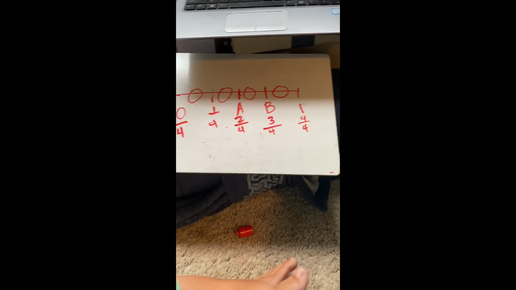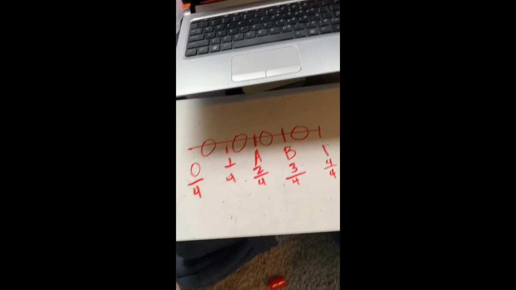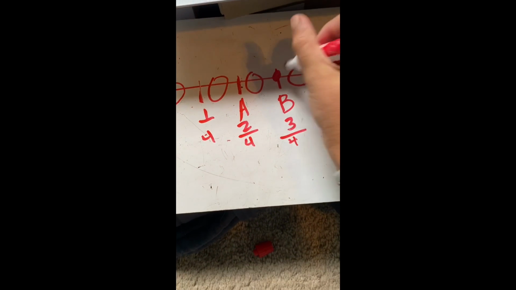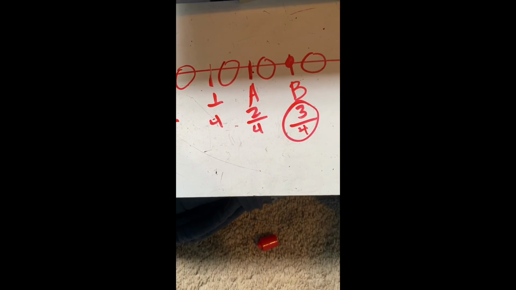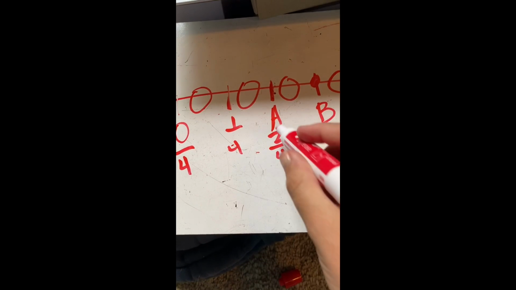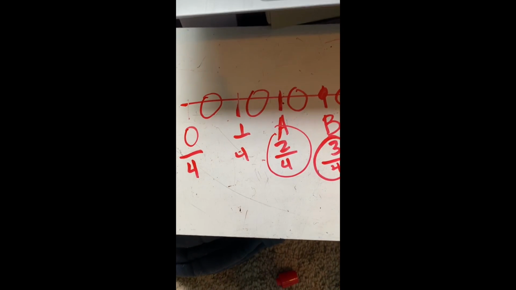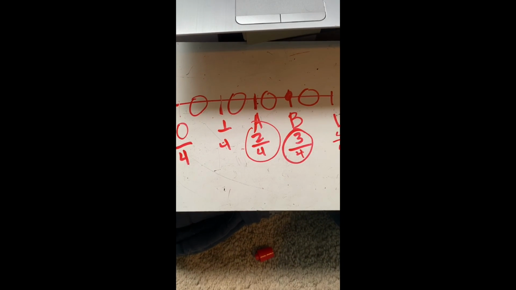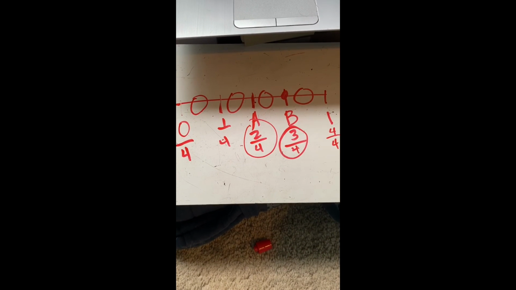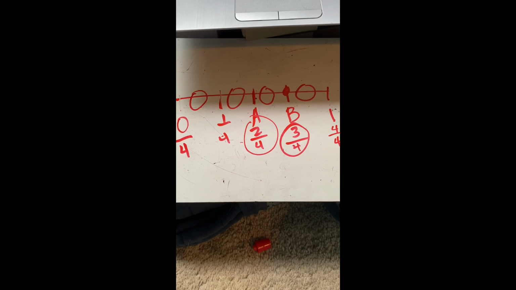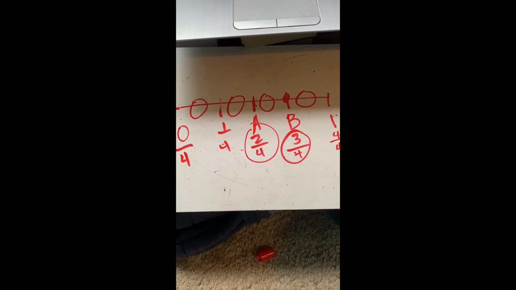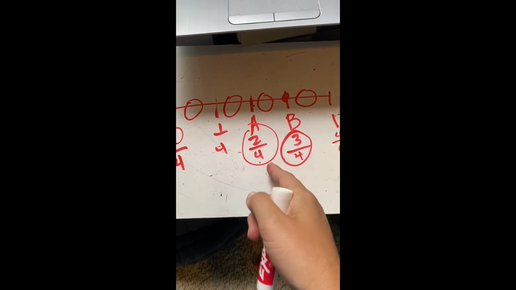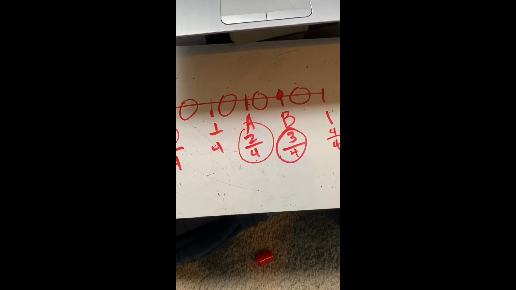All right, so where is B located? B is located at 3 fourths. Easy. Point A is located at what? 2 fourths. Also easy. Those two questions were super quick, super easy, as long as you labeled your fraction number line. All right, the next one, what is another name for point A, for where point A is located? What is another name for 2 fourths? Point A is located at 2 fourths. What is another way of saying 2 fourths?